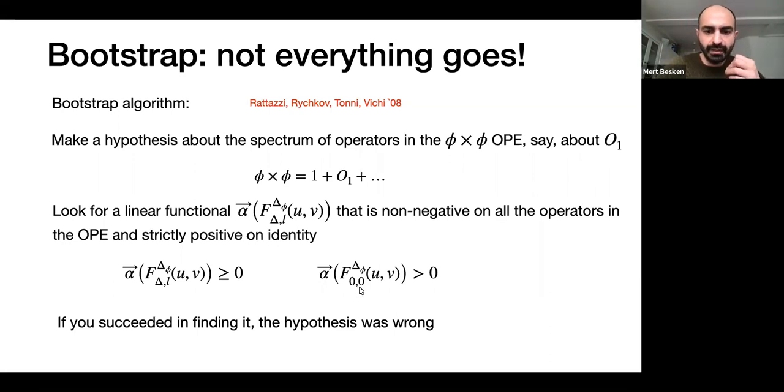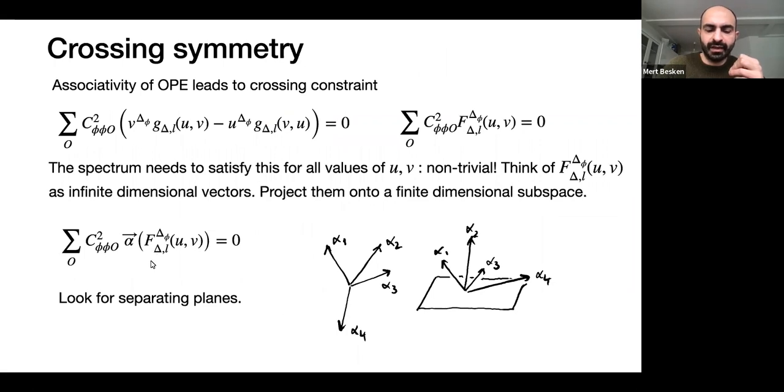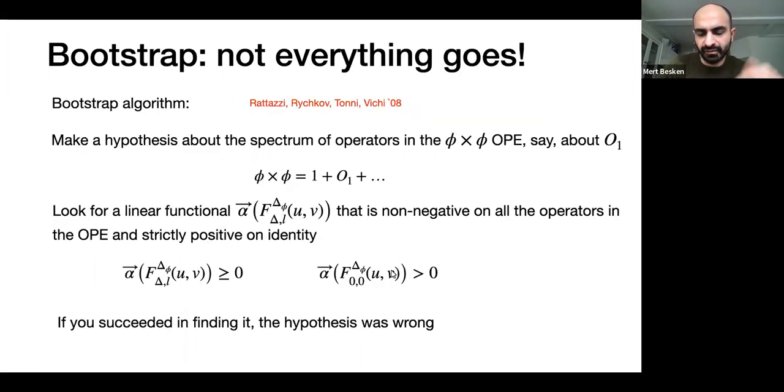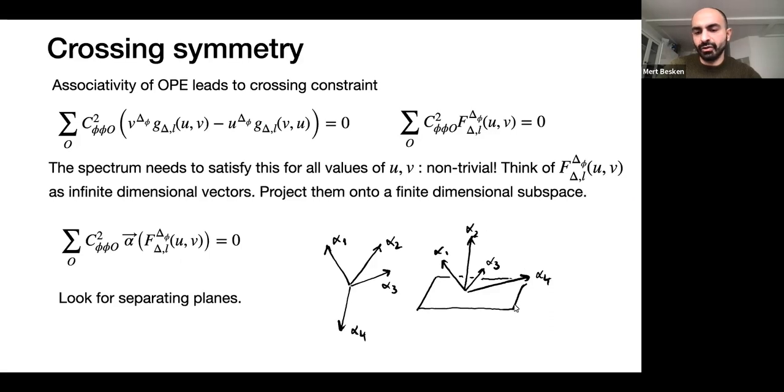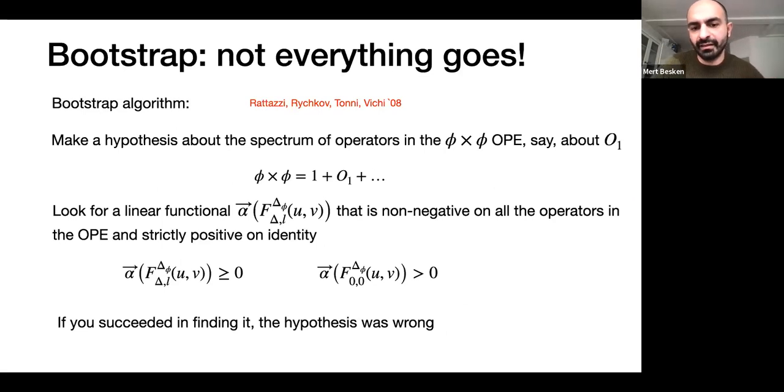So what does that mean? That means this equation cannot be satisfied. It was non-negative on everything that can appear here, but on the identity, which has to appear there, it is strictly positive. So you will have created the situation here, and then you will have shown that this crossing equation cannot be satisfied. So then your hypothesis about O1 is wrong, and that is a way of just erasing out regions in theory space.